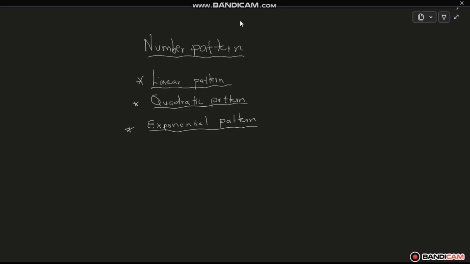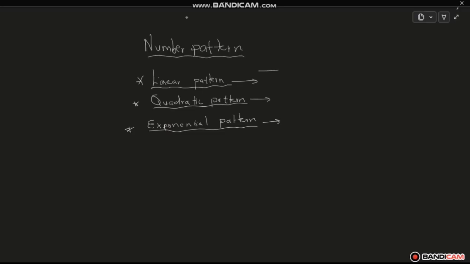So we have linear number pattern, quadratic number pattern, and exponential number pattern, but they sometimes call it a geometric sequence or geometric pattern. Then linear, they sometimes call it an arithmetic pattern or an arithmetic sequence. So you must know how to differentiate between them. Whatever you can see that will make you conclude that this is linear, this is quadratic, or this is exponential. So they have their different general rules.